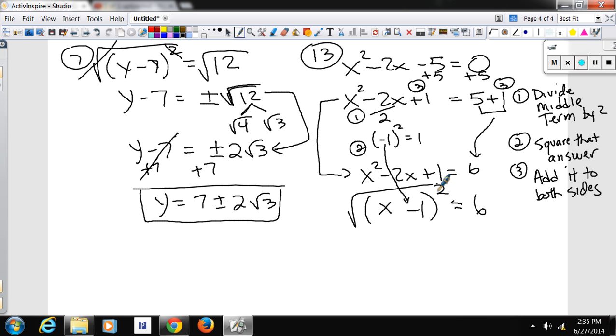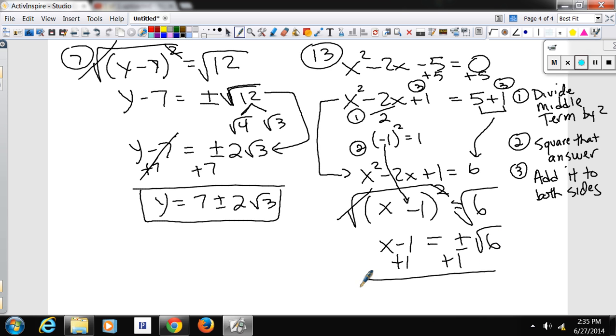You can square root both sides. Square root cancels out the square. X minus 1 equals plus or minus radical 6. Add 1 to both sides. So x equals 1 plus or minus radical 6. And you have your answer.